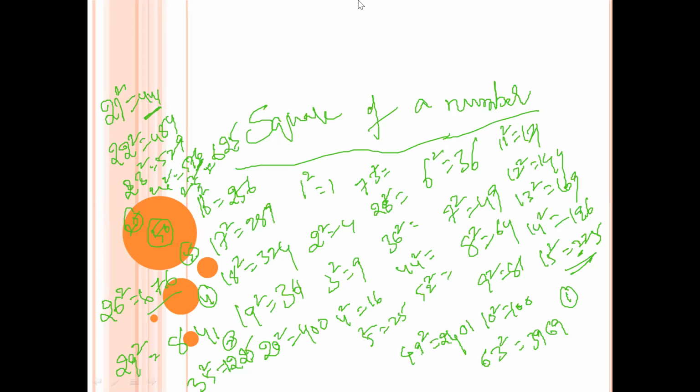Do quickly. Only 2 people did these squares. The remaining people are sitting idle. Do this one. Now, here see. You also gave the correct answer. Very good. Next.